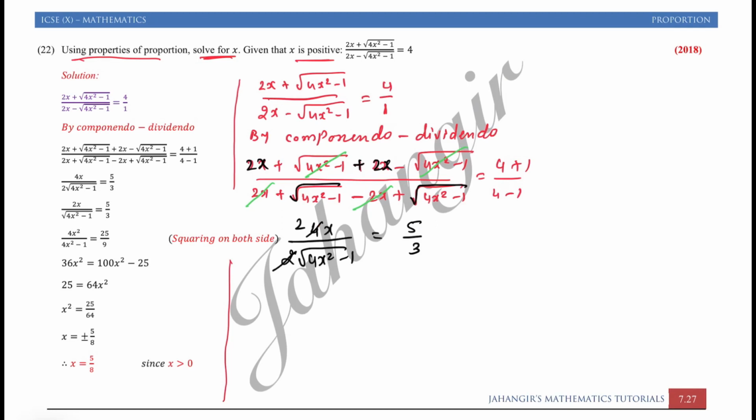Now we can square on both sides. So 2x square will become 4x square. From the denominator you can remove root 4x square minus 1, that is equal to 25 upon 9. So now you can directly cross multiply. So 4 into 9, that is 36x square. 25 multiplied by 4x square minus 1.